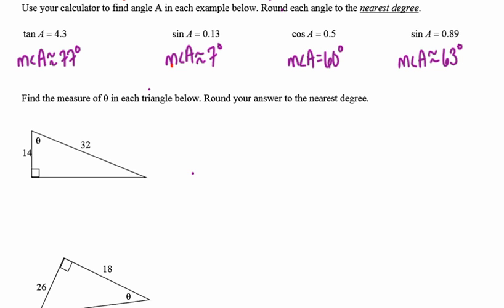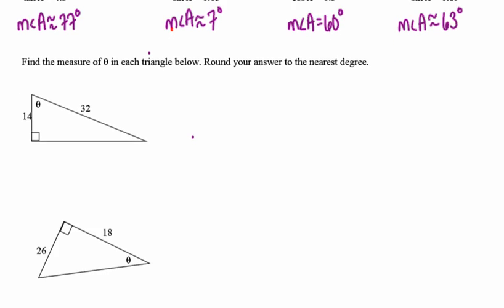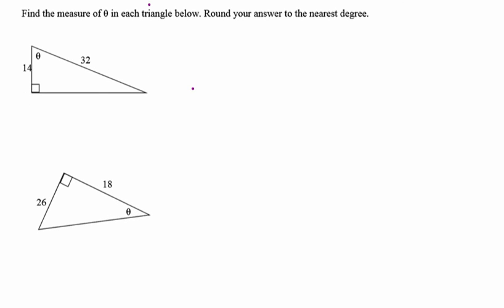All right, so let's go ahead and dig a little deeper and see if we can figure out how to apply that into solving some problems. The directions say to find the measure of theta in each triangle below. They want us to round our answer to the nearest degree. So just like what we did with the sides, we're going to have to determine which trig ratio is going to be appropriate to use for the problem that we've been given.